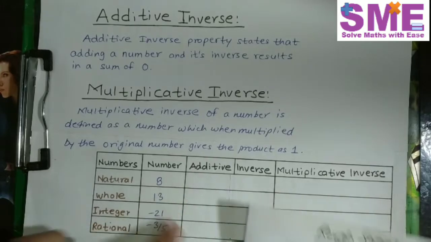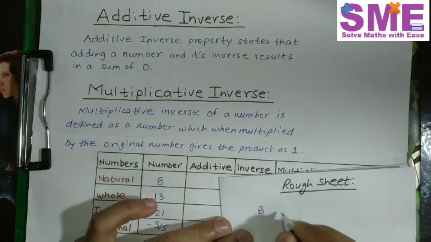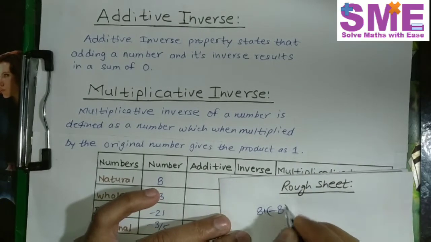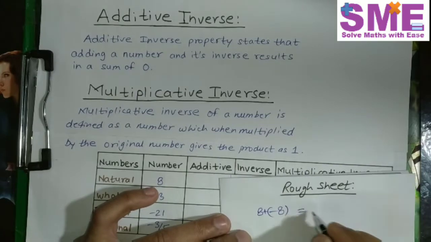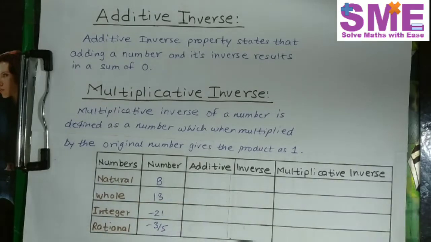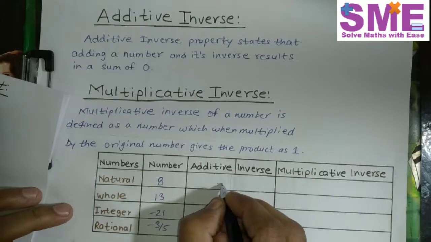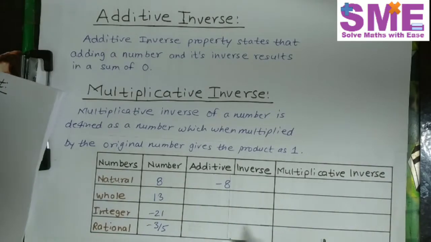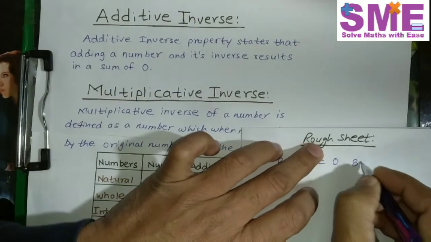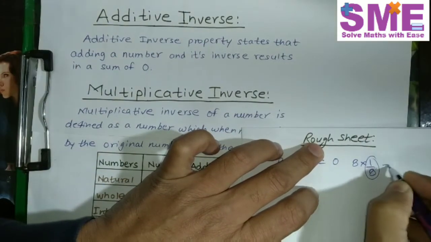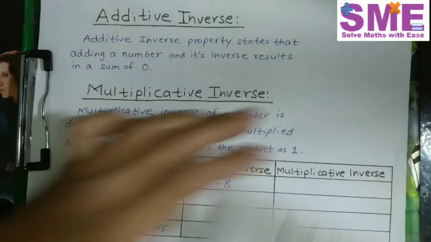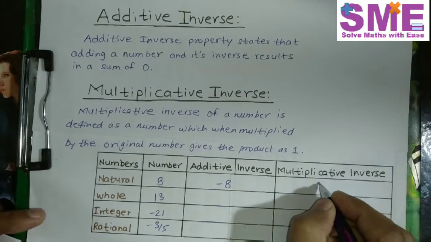So the additive inverse of 8 will be minus 8, because when we add 8 and minus 8, it will result in the sum as 0. So we can say the additive inverse for 8 will be minus 8. And the multiplicative inverse for 8 will be 1 by 8, because when we multiply 8 into 1 by 8, the product is 1. So we will say the multiplicative inverse is 1 by 8.